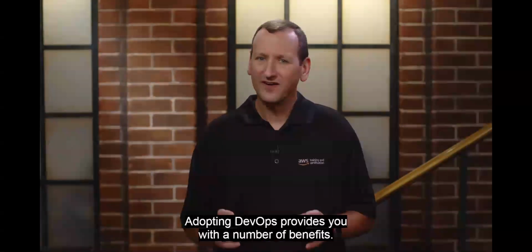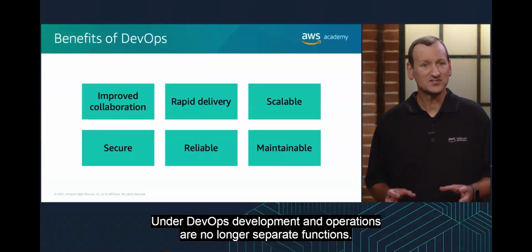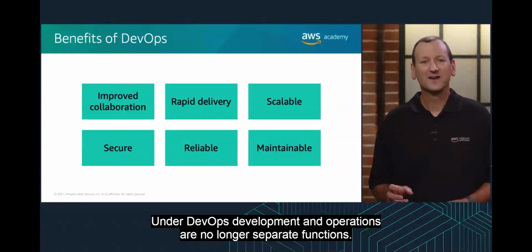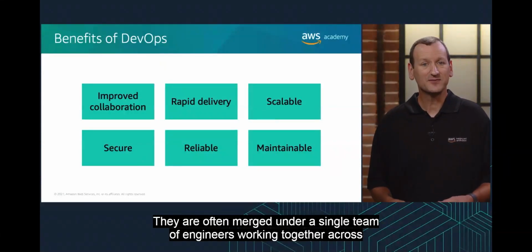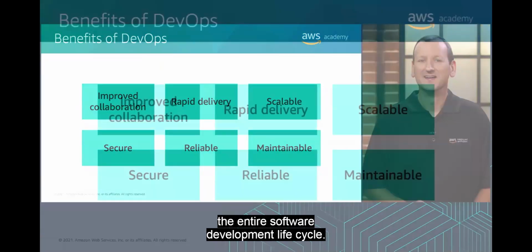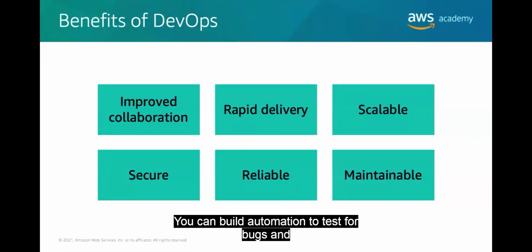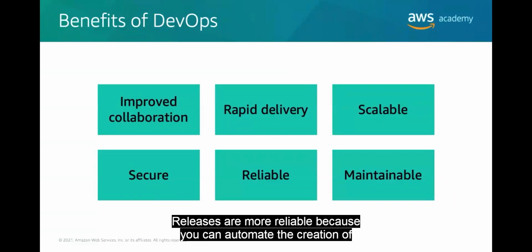Adopting DevOps provides you with a number of benefits. Under DevOps, development and operations are no longer separate functions. They are often merged under a single team of engineers working together across the entire software development lifecycle. DevOps practices will result in code that is secure, reliable, and maintainable. You can build automation to test for bugs and to monitor and audit changes to your environment. Releases are more reliable because you can automate the creation of development environments that mirror production environments.